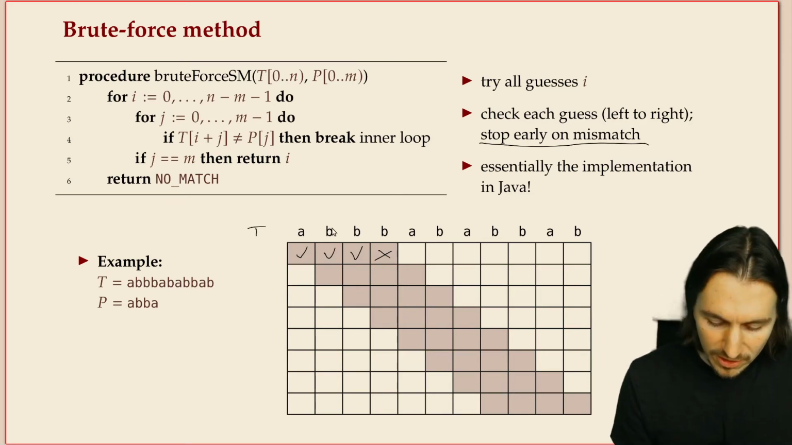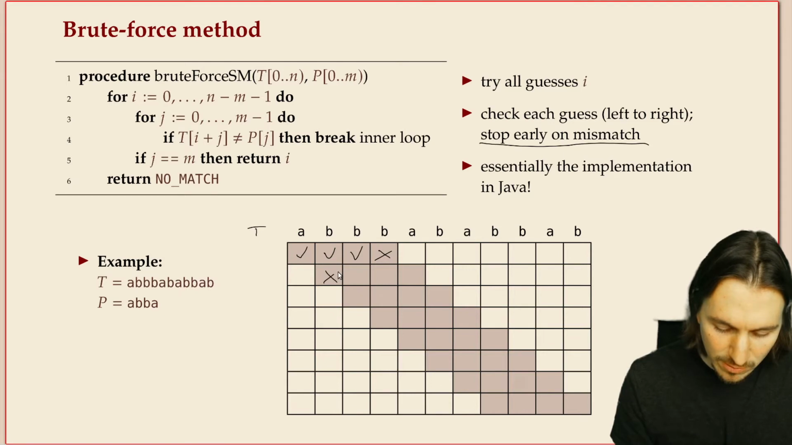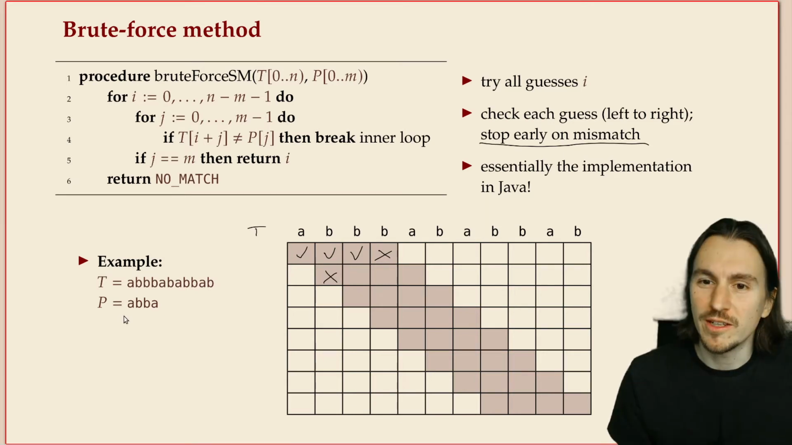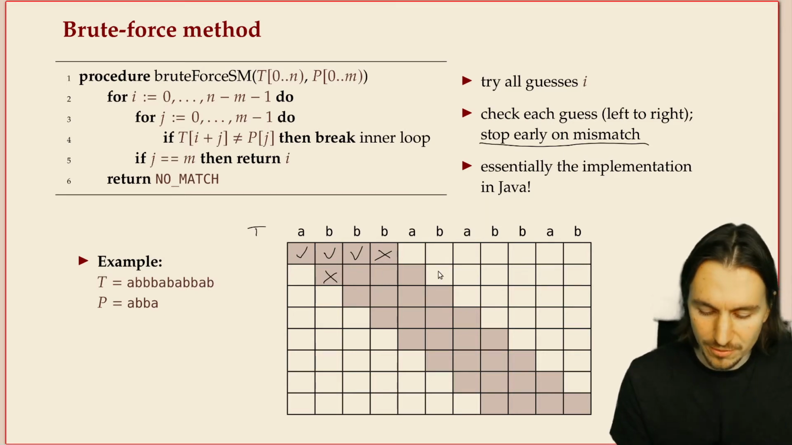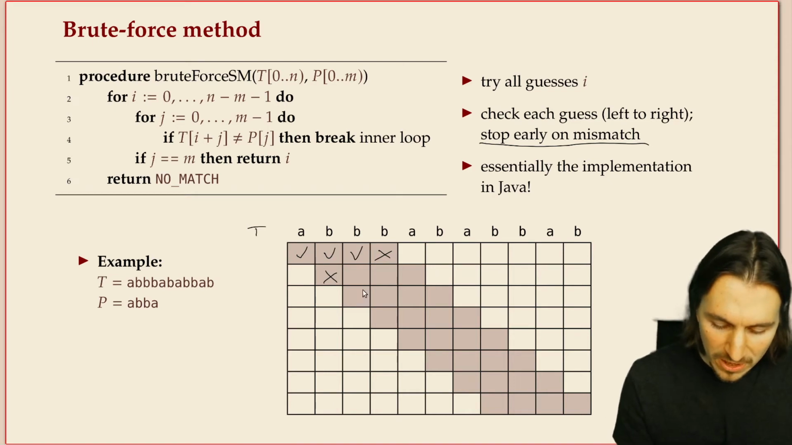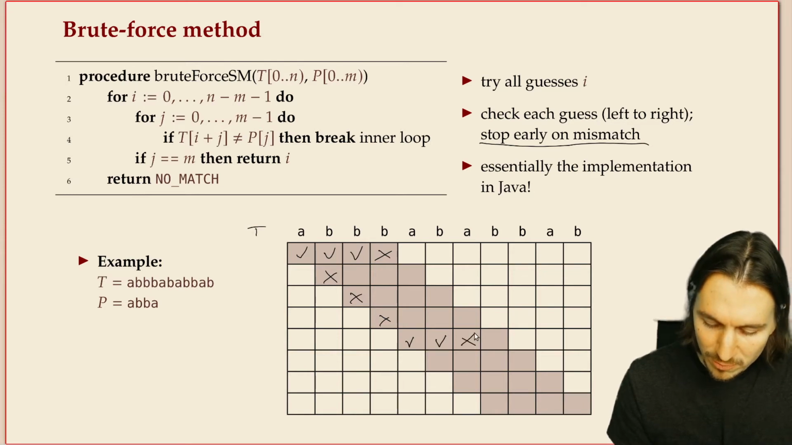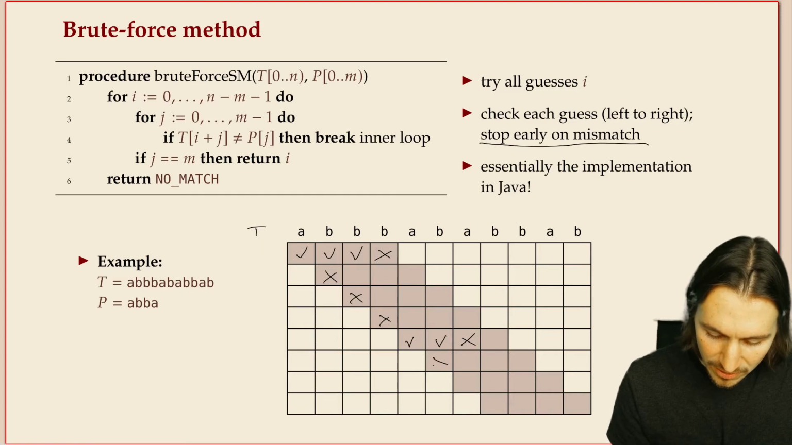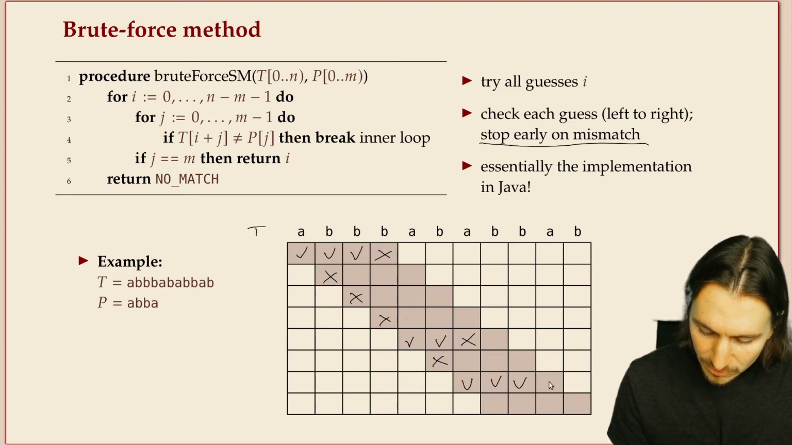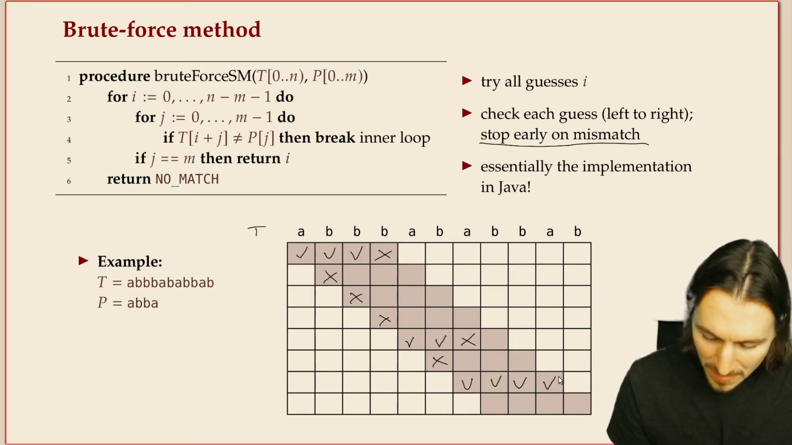Maybe we try the next guess. So we start with B, but that's immediately a mismatch. The pattern starts with A, so we don't have to compare all the other ones in this position. Same thing happens here and here. Then again, A is a match, B is a match, but here we have a mismatch. So we don't have to compare this one. And this goes on. Here we have a match, a match, a match. And then actually here we find the pattern.